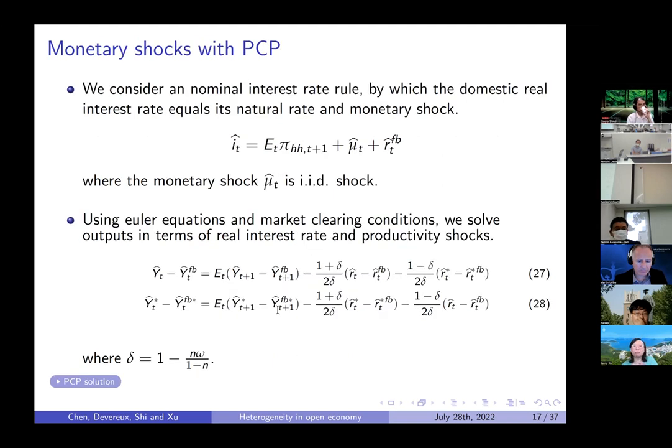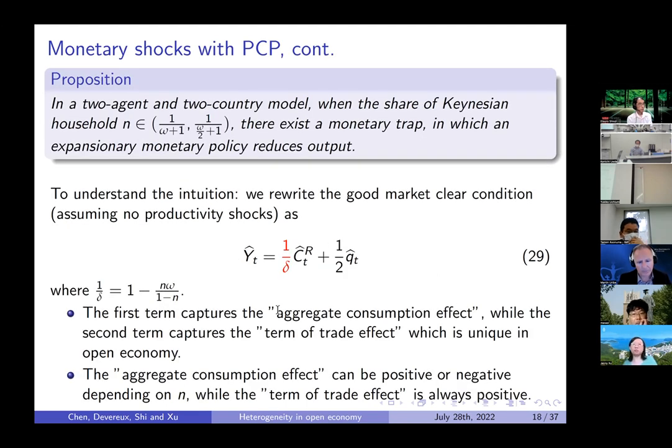Okay, so let me talk about the monetary policy shock under PCP. We consider a nominal interest rate rule, which is just that the interest rate equals the natural rate plus a monetary shock, mu_t hat. Then using the Euler equation, we can derive the output. This is a key equation, the key proposition. We find that in the two-agent, two-country model, when the share of Keynesian households belongs to a specific range, there will be a monetary trap in which an expansionary monetary policy is going to reduce output.